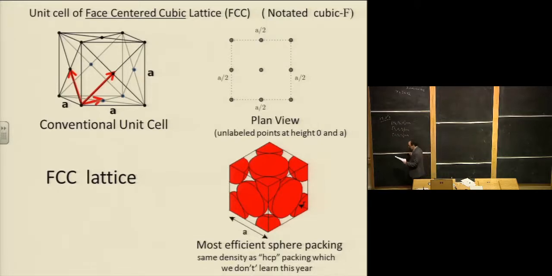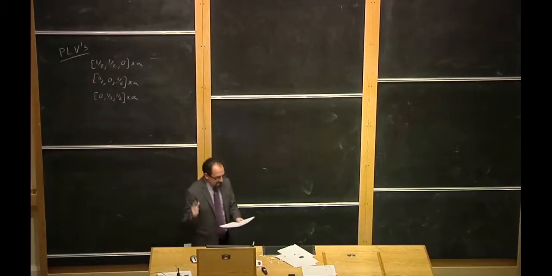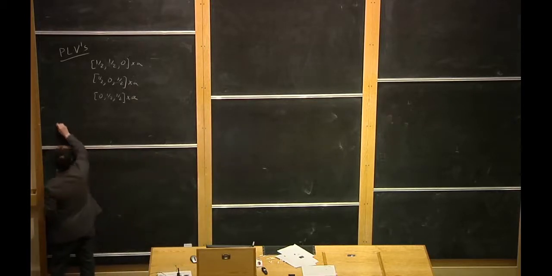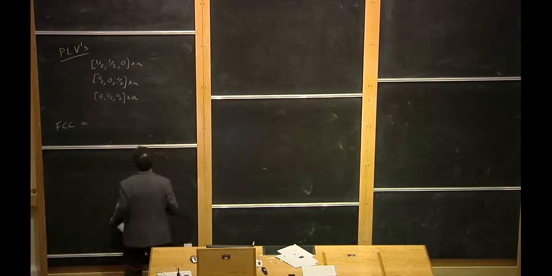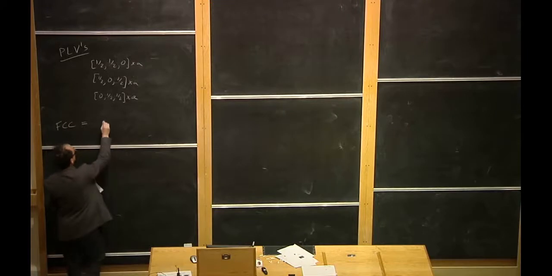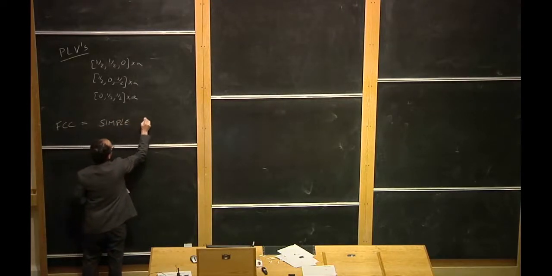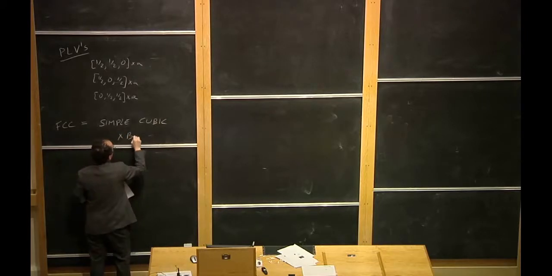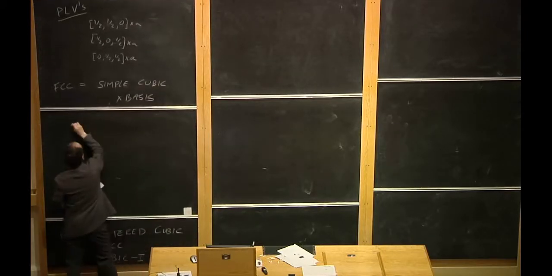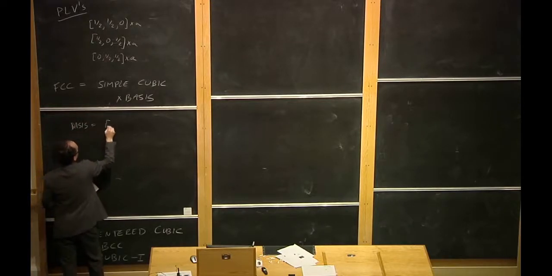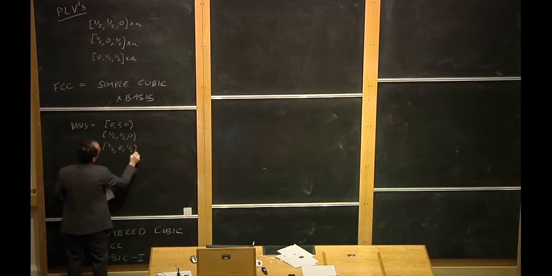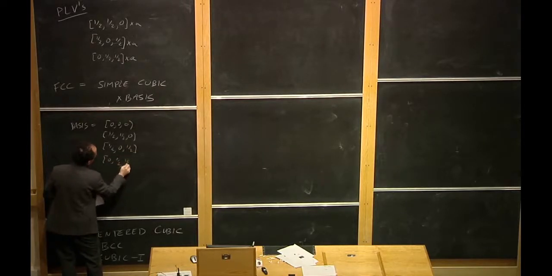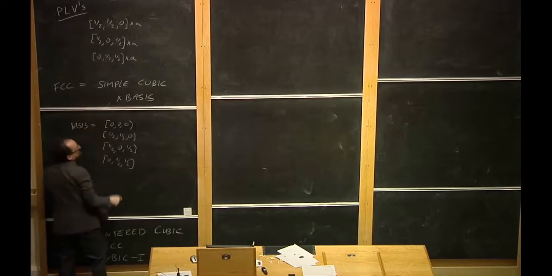Anyway, all right. So since the FCC lattice has 4 lattice points per conventional unit cell, just like we did with the BCC, we could write it as simple cubic times a basis, where the basis equals the point at 0, 0, 0, the point at 1/2, 1/2, 0, the point at 1/2, 0, 1/2, and the point at 0, 1/2, 1/2. That would give me the 4 lattice points per unit cell.